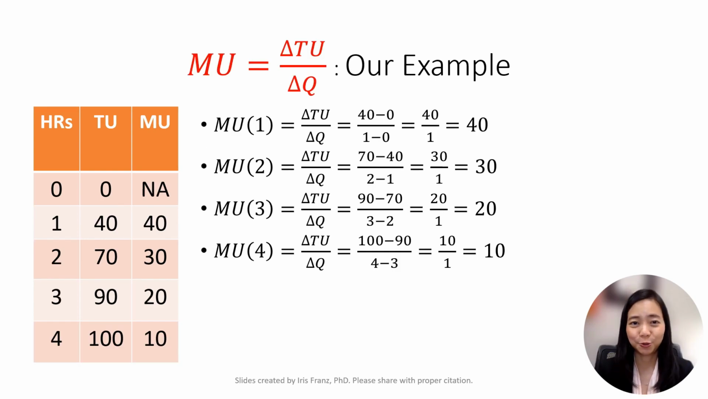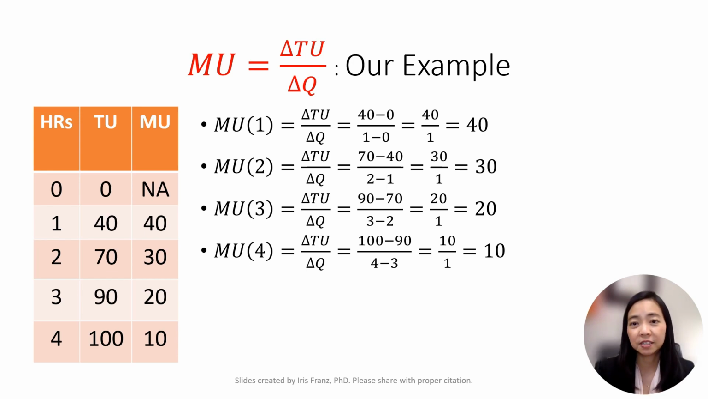Marginal utility MU is equal to change in total utility divided by change in quantity. Our total utility of gaming for 0 hours is 0 utils. The total utility of gaming for 1 hour is equal to 40 utils. Therefore, the marginal utility of gaming for 1 hour is a change in total utility, 40 utils minus 0 utils, divided by change in gaming hour, 1 minus 0. We get 40 divided by 1, which is equal to 40 utils.